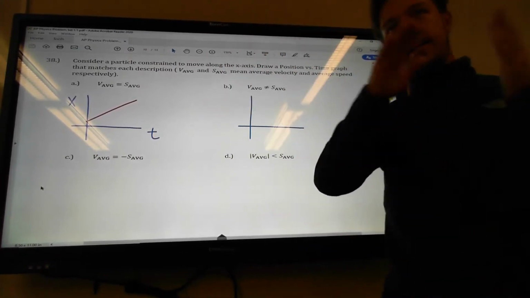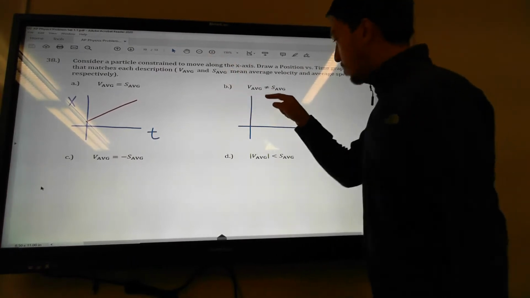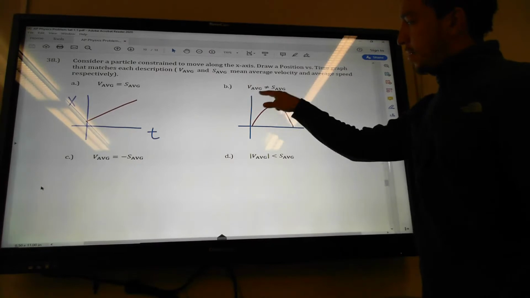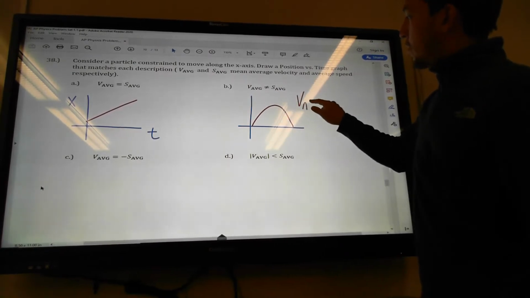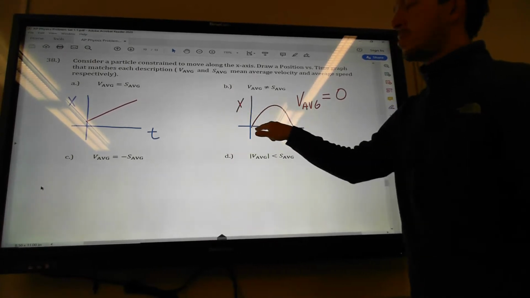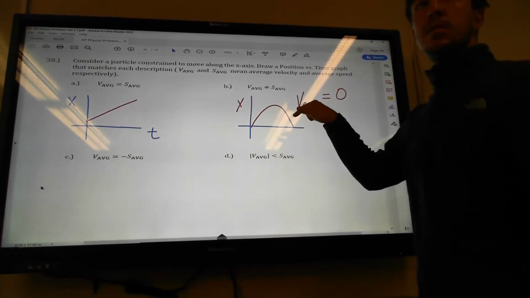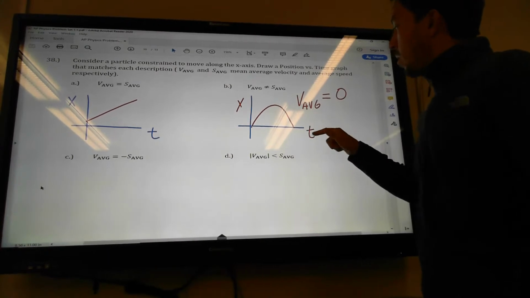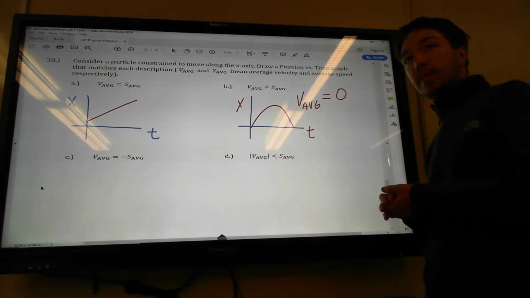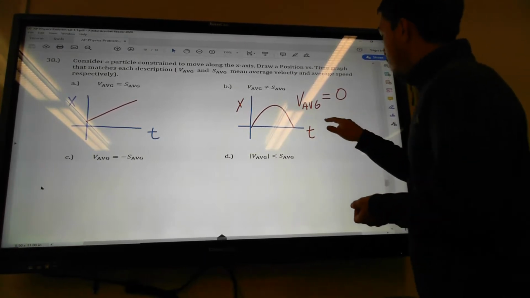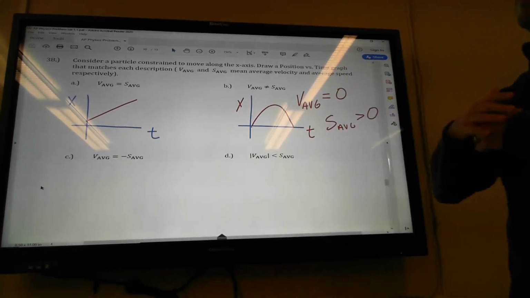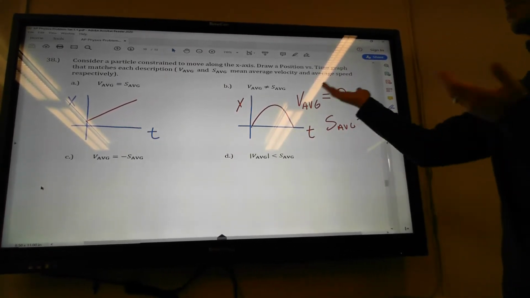Or if you're on an x-axis, what if I go forward and then backward? So what if I went like this? Do you see how in this case, my average velocity would be 0 because I started and ended with the same position? Whereas my average speed is some positive number. So that's one of many possible examples. There's a bunch of different ways you could do that.